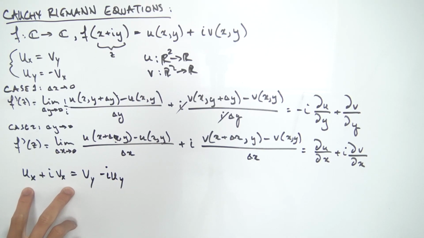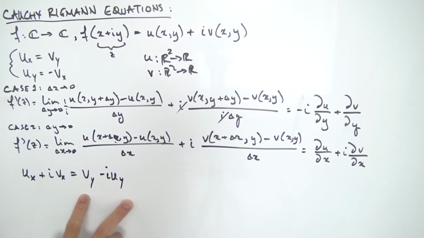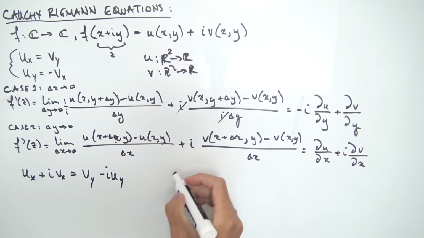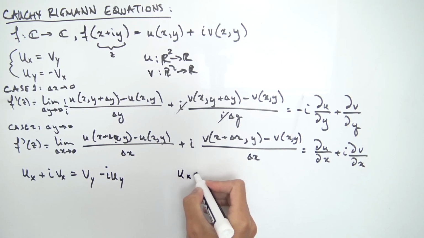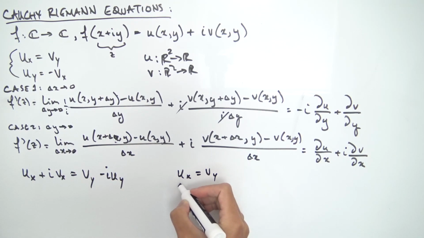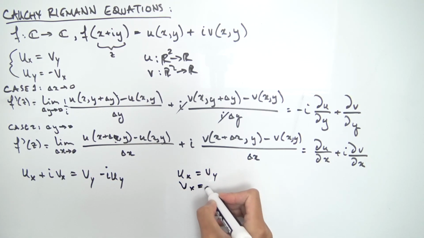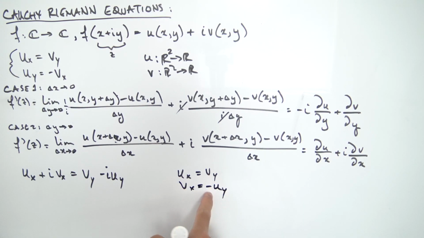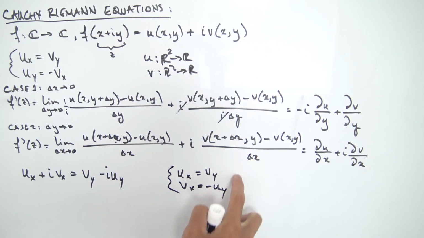And notice this is a complex number, and this is a complex number. If they're equal, that means the real parts are equal and the imaginary parts are equal. So that means that u x is equal to v y. And then over here, if we look at the imaginary parts, we have v x is equal to minus u y, or we can put the negative on the other side, and we basically end up with what we had at the start, the Cauchy-Riemann equations. So what do these equations tell us?